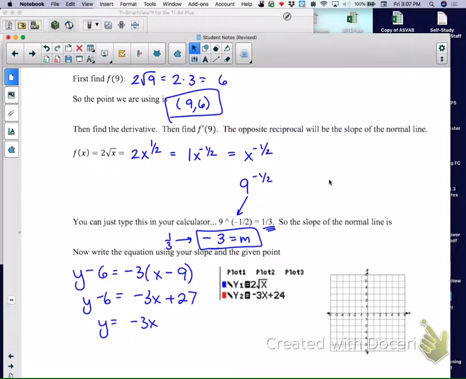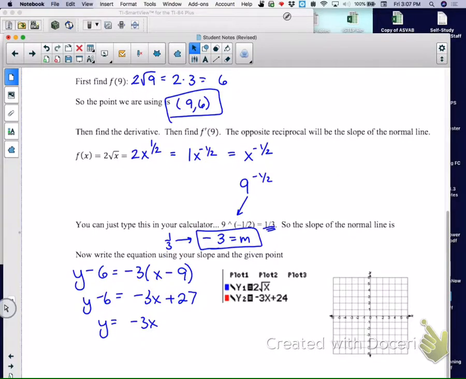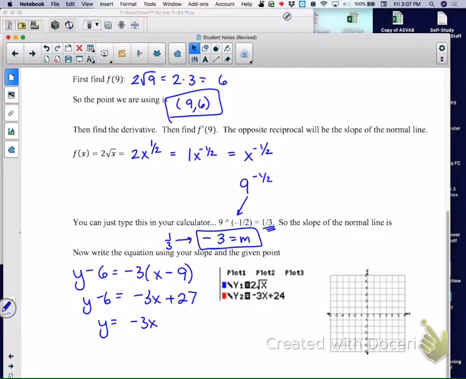Oops. Sorry, it's got a mind of its own right now. There we go, plus 33. Okay, so over here then, that should actually be a 33. I'll have to fix that.